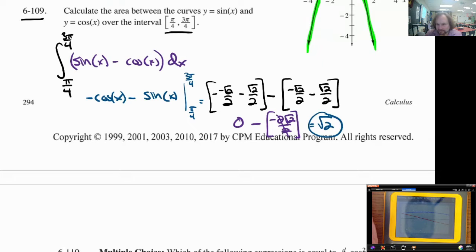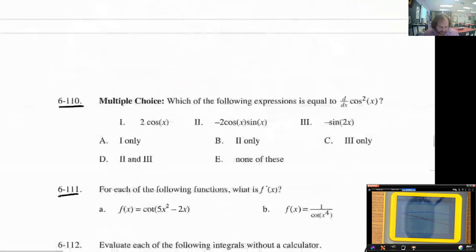Yeah, square root of 2. So if you go on your calculator, it's going to be about 1.41, which I hope you recognize at this moment in your life is the square root of 2. So, okay. All right, next question, 6.1.10.